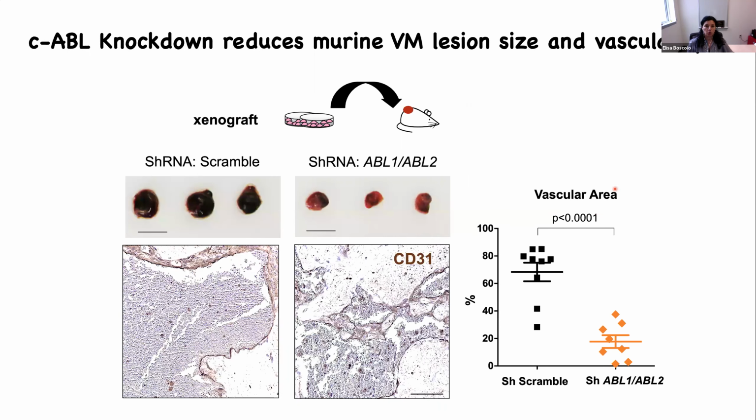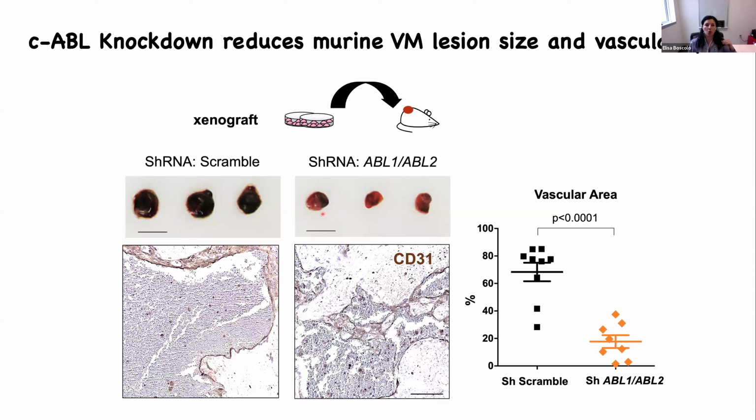To further explore the role of c-ABL in the formation of venous malformations in mouse, we used the HUVEC expressing the mutant type 2 and performed the xenograft with the mutant cells with shRNA knockdown for ABL1 and ABL2. We had to knock down both because when we knock down either one, we have compensation. So to do a genetic experiment that would result in decreased phosphorylation of ABL, we had to knock down both genes.